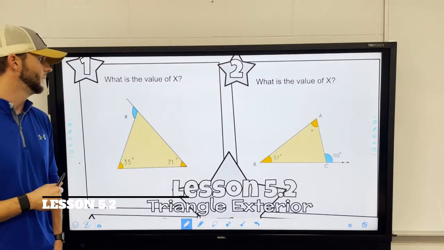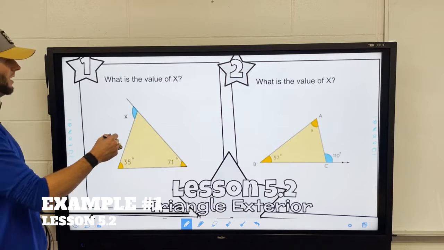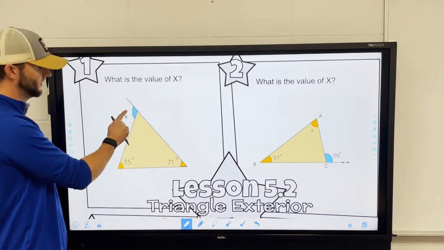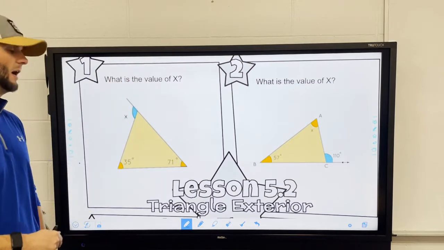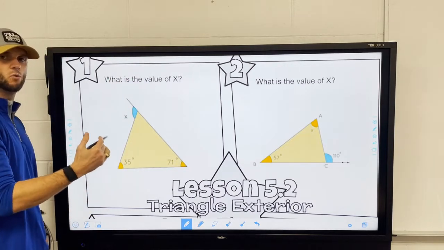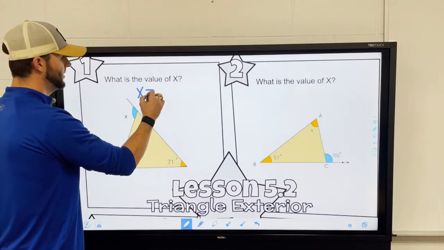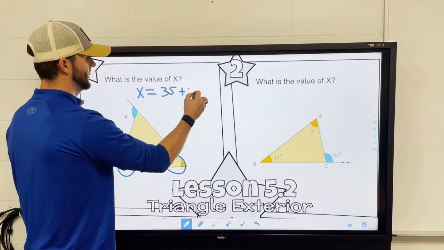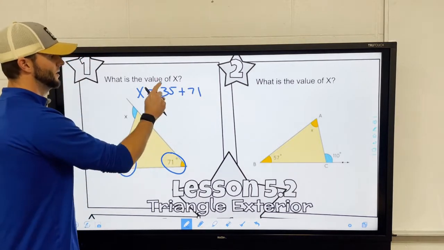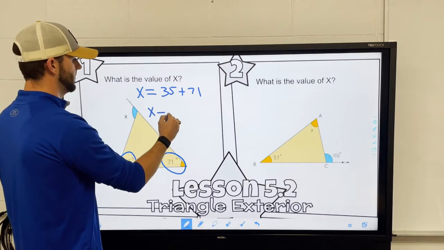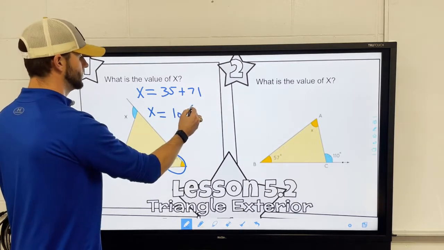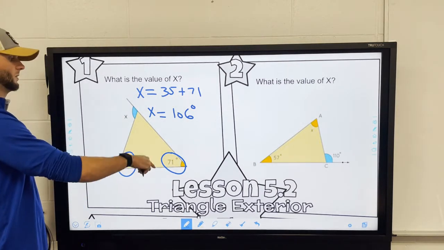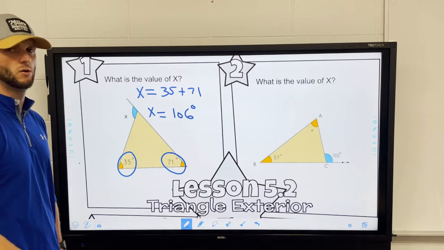All right, so look at example number 1. It's asking what is the value of x. So right now if you look, x is an exterior angle to this triangle because it's this line extended out, so this angle. So literally the exterior angle theorem tells me I have to add together the two remote angles. So x is going to be equal to this angle and this angle added together, so 35 plus 71. So 30 and 70 would give me 100, 5 and 1 would give me 6. So that would give me 106 degrees would end up being your angle for x, okay? Again, the two remote angles add together to give me my exterior angle, okay?